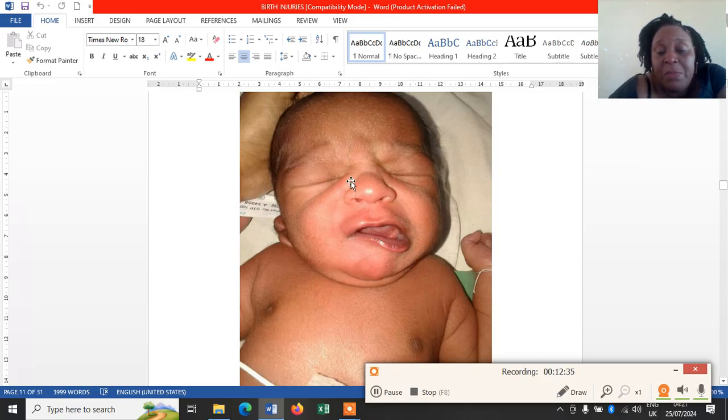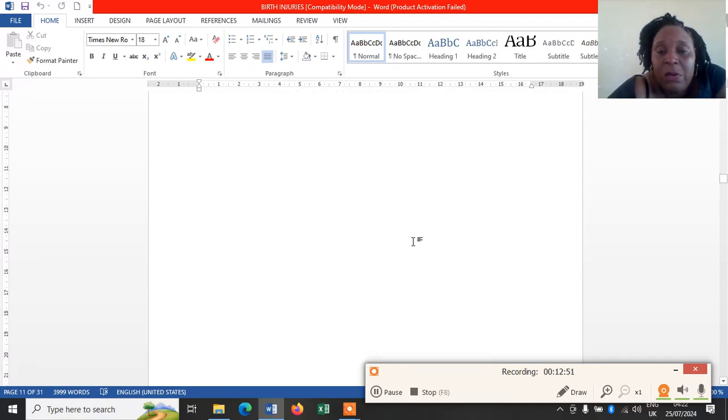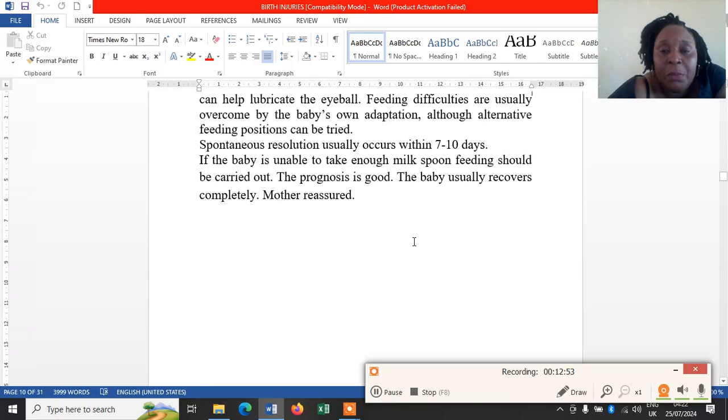Now for this baby, maybe the nerve supplying the eye was not affected. But if it is damaged, this eye will remain open and this mouth would be drawn to the normal side. And this is a typical look of a baby with a facial palsy.